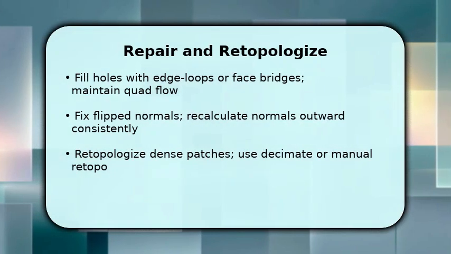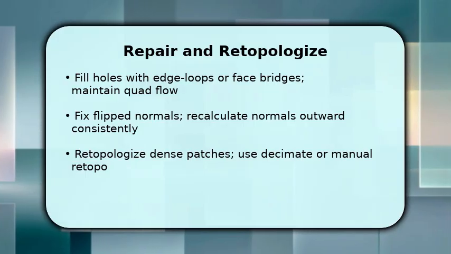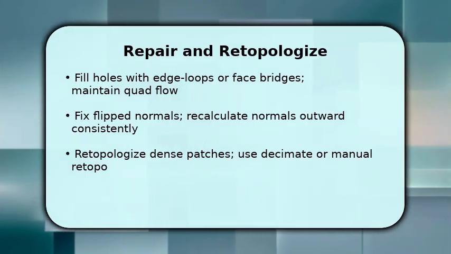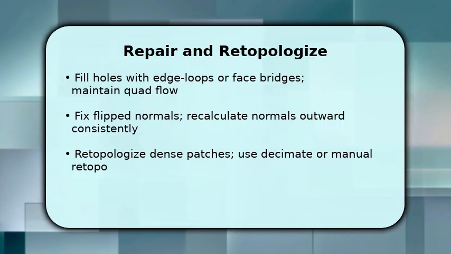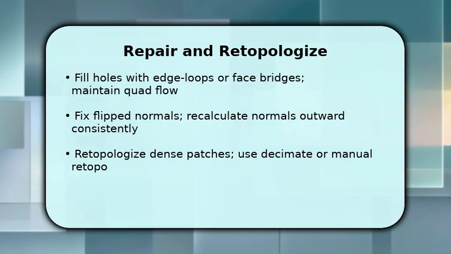You now move into more detailed corrections by filling holes and re-establishing continuous edge loops so the mesh supports deformation. Use face bridging for gaps and preserve quad flow. This matters because quads deform predictably while triangles can crease.